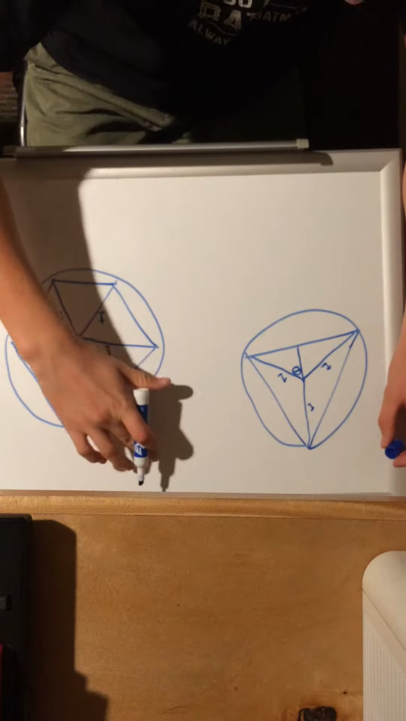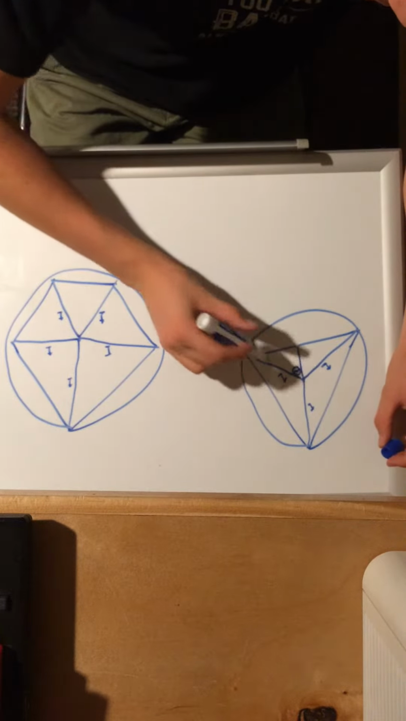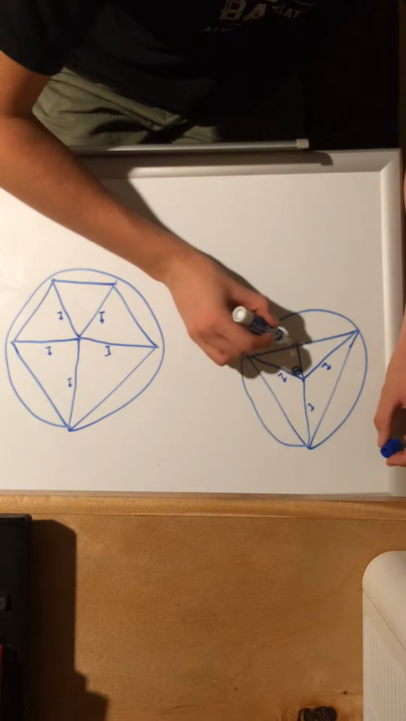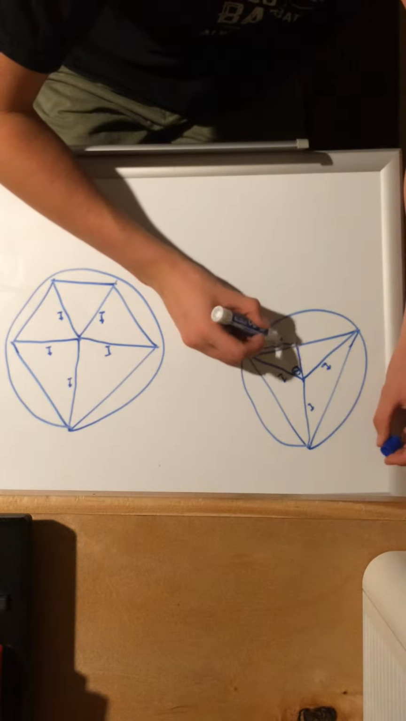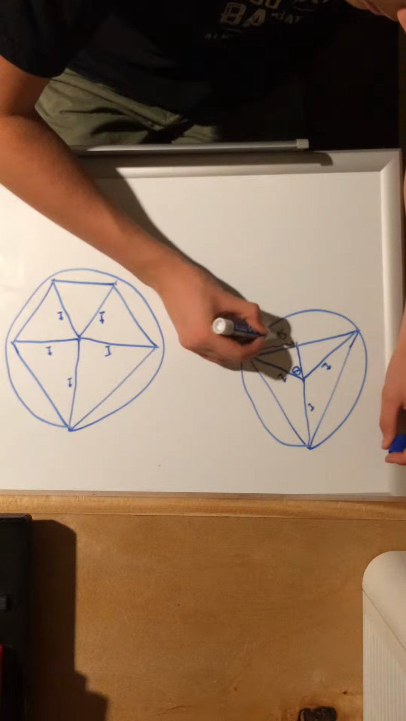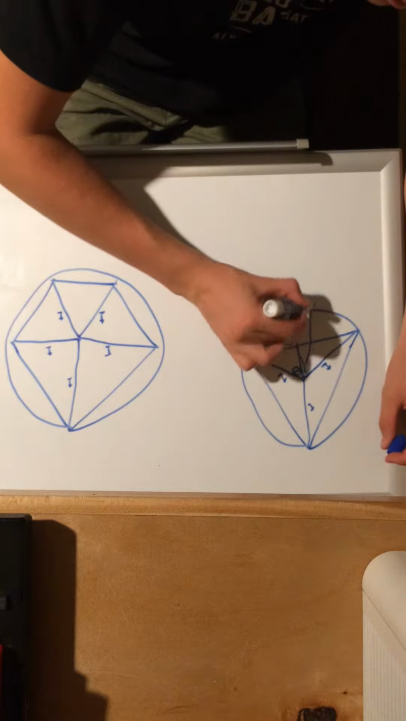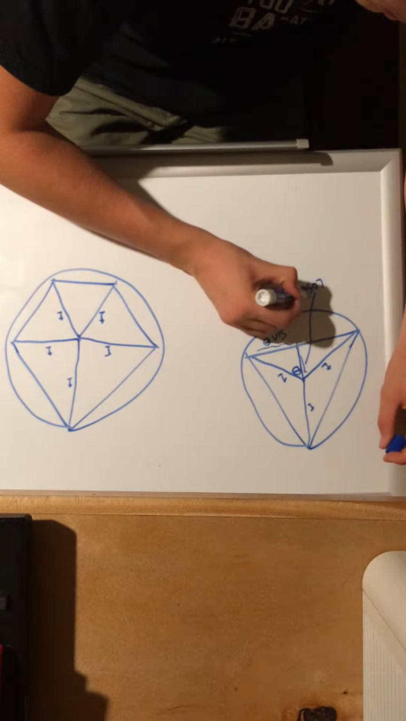Now we'll discuss how to find theta later, but for now we can say that this side length right here can be represented by sine of theta. This side length right here can be represented by cosine of theta.